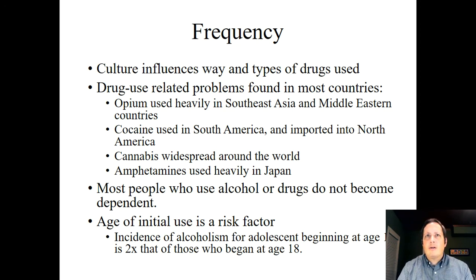The way our culture influences what we use as drugs. So you go to different areas of the world, and there are going to be different drugs that are more problematic and favored, and the way that they're taken in too. So you can see opium is used quite heavily in Southeast Asia and Middle Eastern countries, whereas cocaine is used in South America and, of course, imported here into North America. Cannabis tends to be spread pretty worldwide, and amphetamines are used very heavily in Japan.